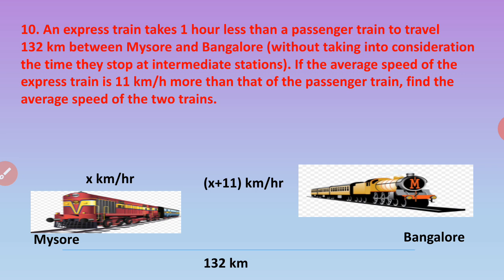Now, the distance between the two destinations, starting from Mysore to Bangalore, the total distance is told to be 132 km. The trains are moving from one place to the other.